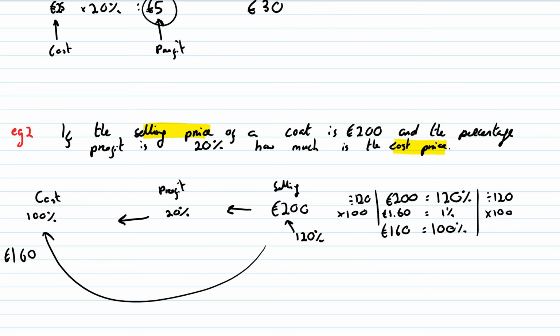If I was asked for the profit, I'd take one away from the other, and I'd get 40. Or instead of multiplying it by 100, I could multiply it by 20, and I'd get that.